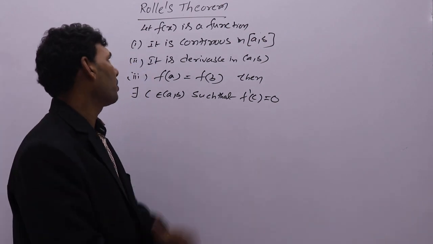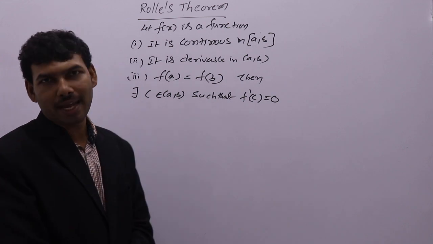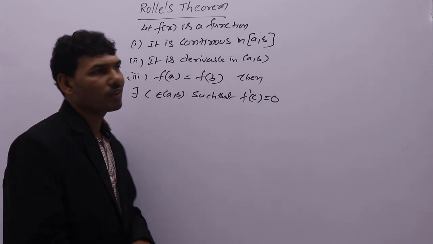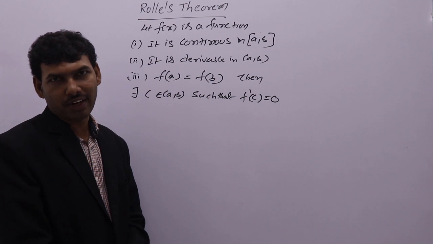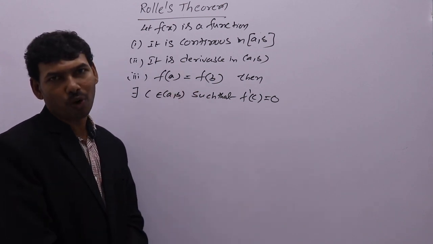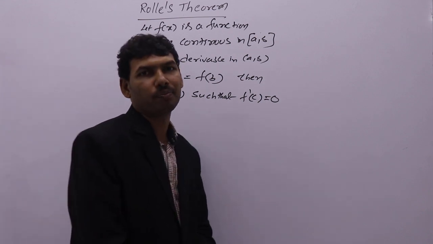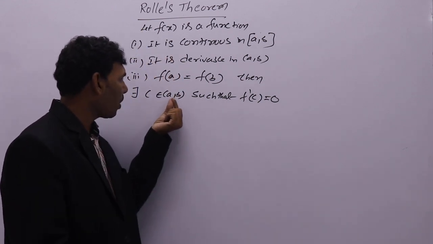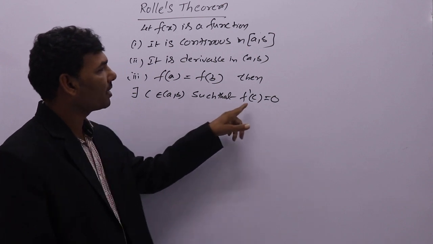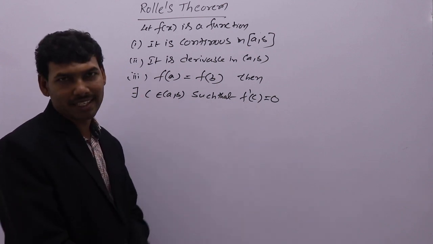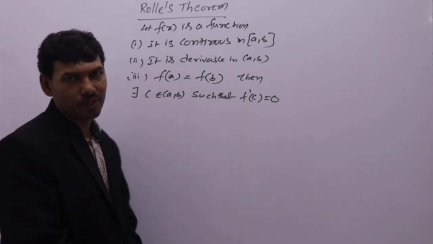What does Rolle's theorem say? Rolle's theorem describes a function which is continuous in closed interval a comma b and derivable in open interval a comma b, and f of a and f of b are equal. Then there exists one point in between a comma b such that if you substitute that point in its derivative, that should be equal to 0.